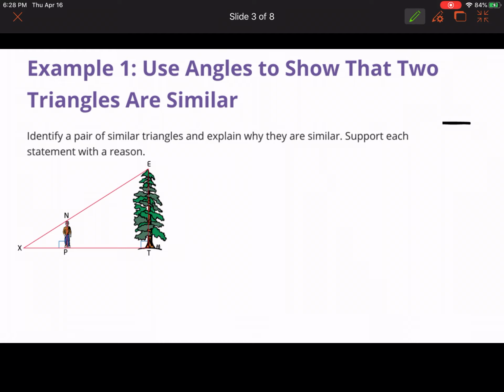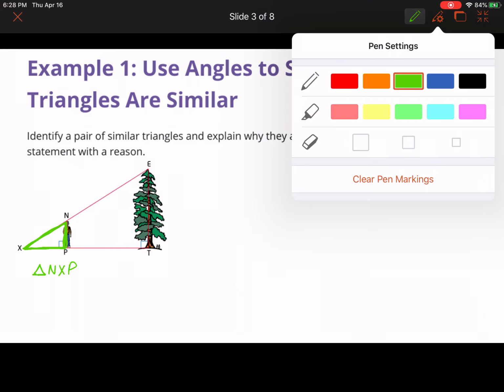All right, so we've got two triangles here. We've got one that goes from our man down to X and across there. We've got one right there. So we need to name it. So we're going to put triangle NXP in green. Change colors.